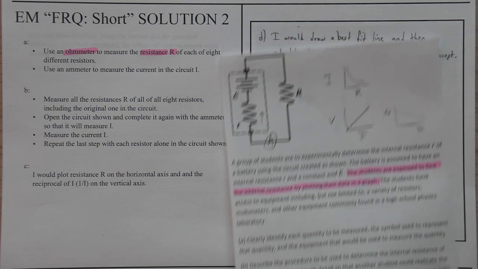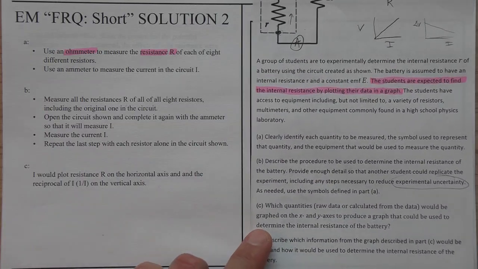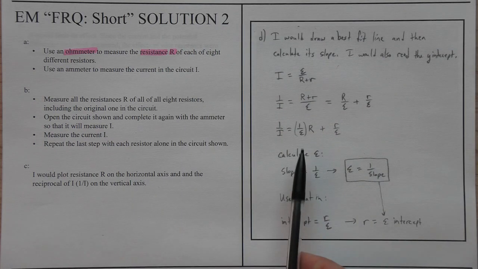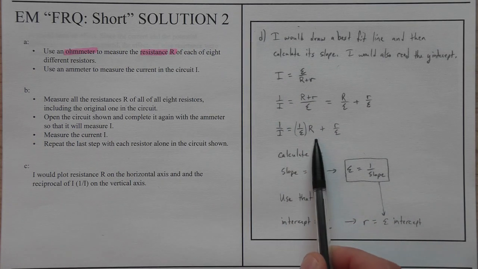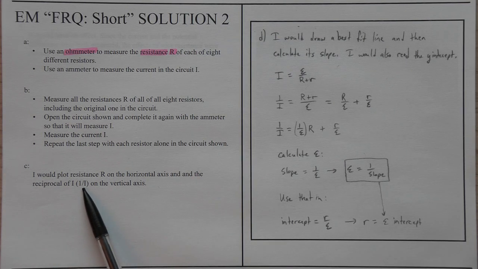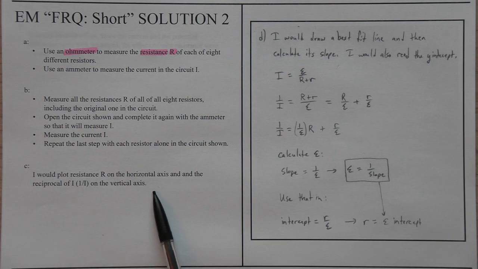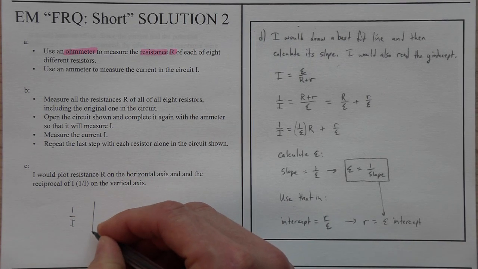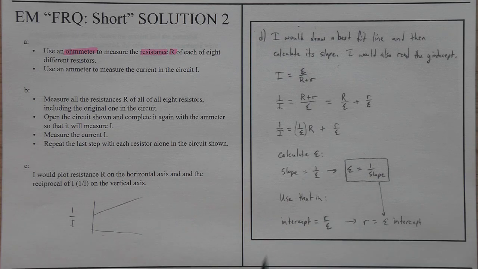So as I already worked out over here, part C: what am I going to graph to determine the internal resistance? As I said over here, 1 over I and R. So I would plot resistance on the horizontal axis, and the reciprocal of I, in other words 1 over I, on the vertical axis. That would give me something like this, with a y-intercept there, and then a straight positive slope of 1 over EMF. And R down here. I didn't have to draw this out, but that's where I'm going because I already figured this out.